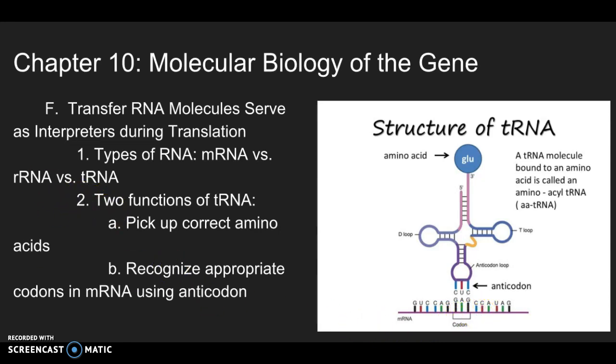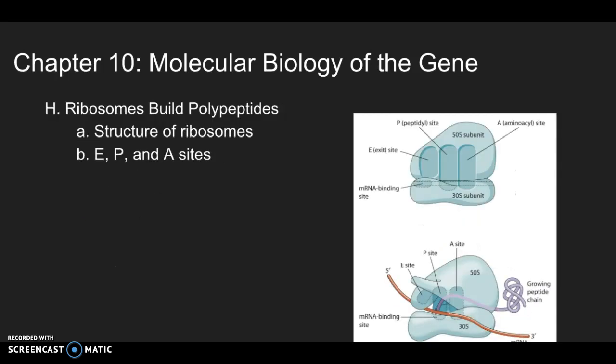Now, there are two different functions of tRNA that you should take into account. The first one is that it can pick up the correct amino acid and then bring it to the assembly site for the peptide chain, and it can also recognize the right codons in mRNA using anticodons.